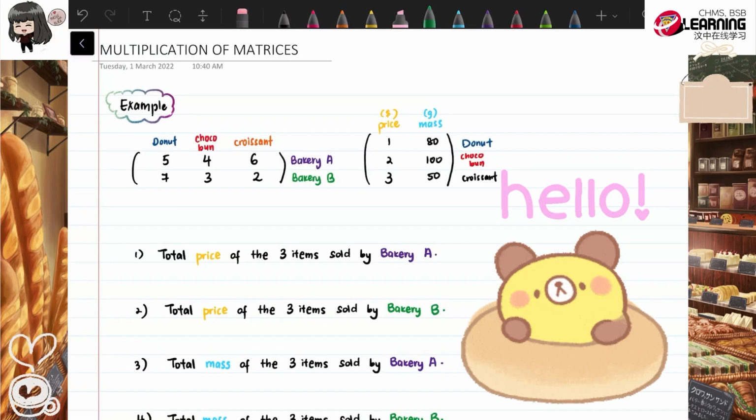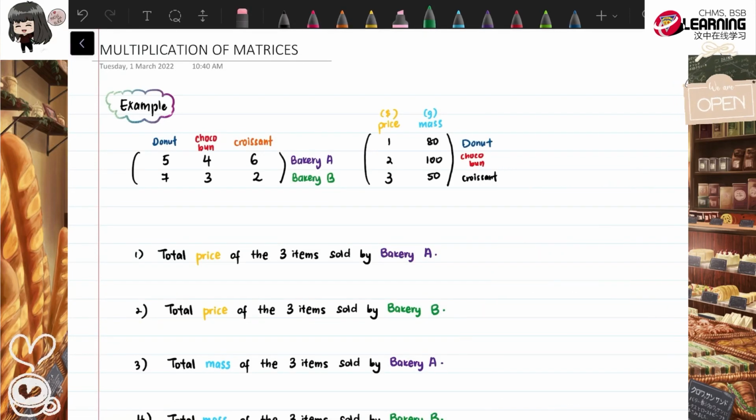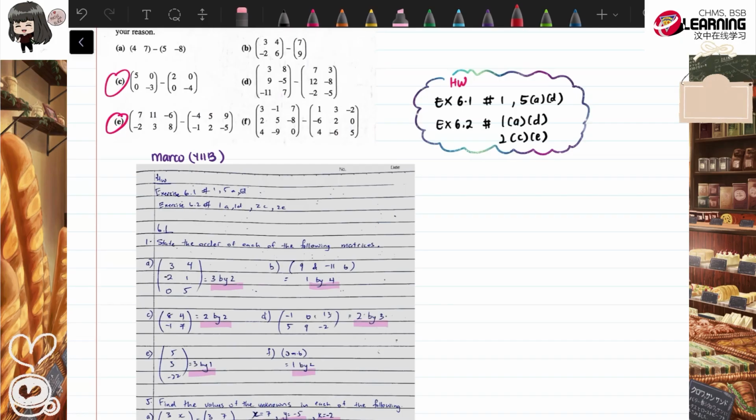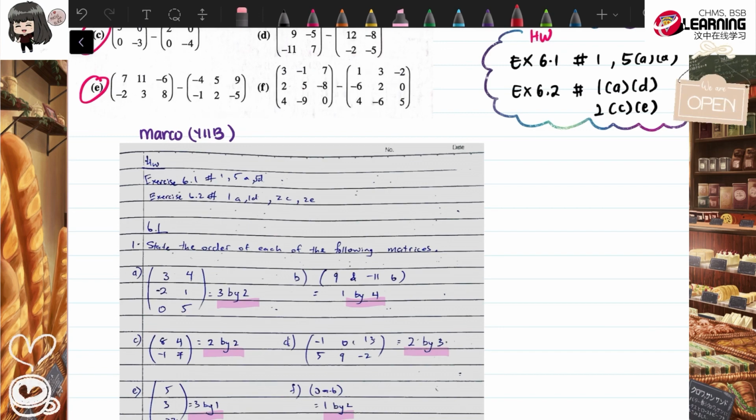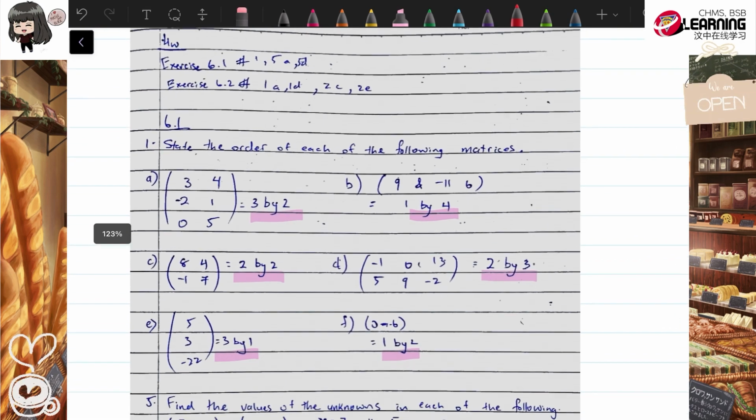Hello friends! So today we're going to do multiplication of matrices, and before that let's check our work together from our previous lesson, okay? Alright, so this is our previous homework, exercise 6.1, number 1, 580. Let's check the answer together first. This answer is from Marco from year 11B.